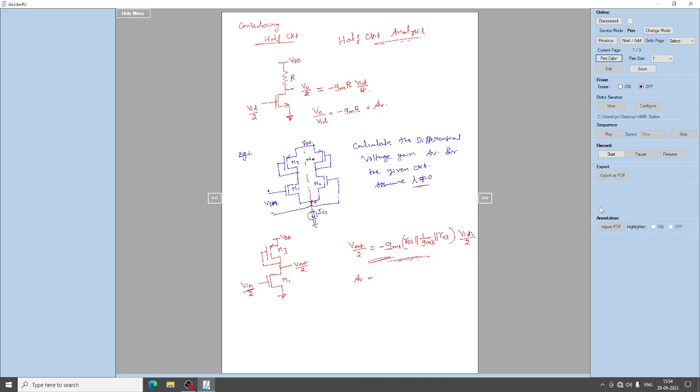Your differential gain Av, which is V out by V in for this circuit, is minus Gm1 into R01 parallel with 1 upon Gm3 parallel with R03. If you approximate that R01 and R03 are large compared to 1 upon Gm, you can approximate it to minus Gm1 by Gm3. So this is the differential gain of the given circuit, right.